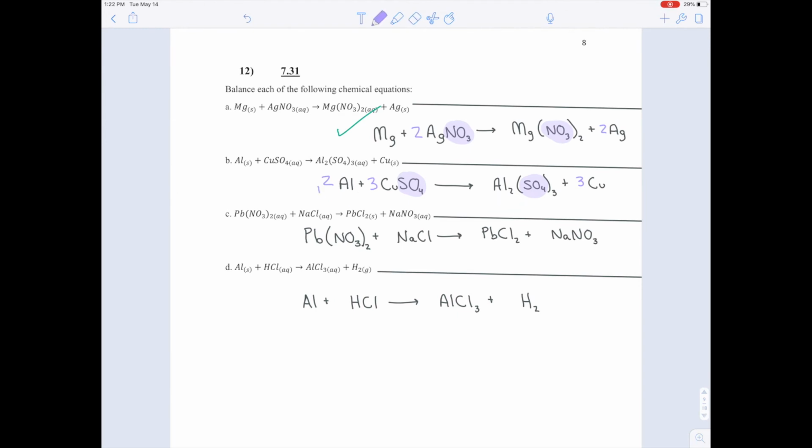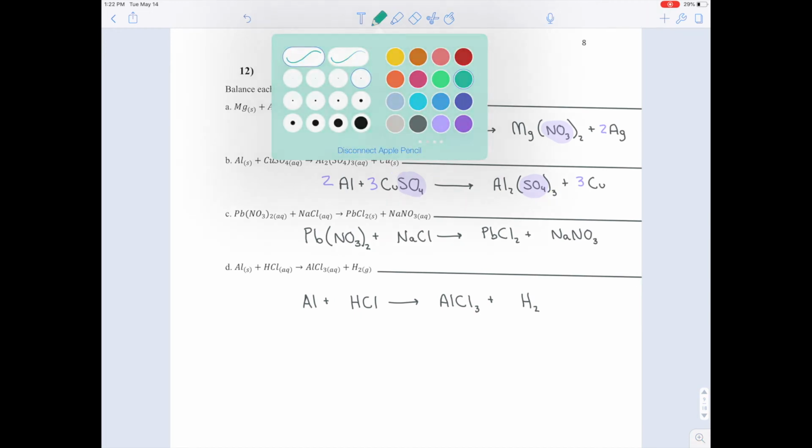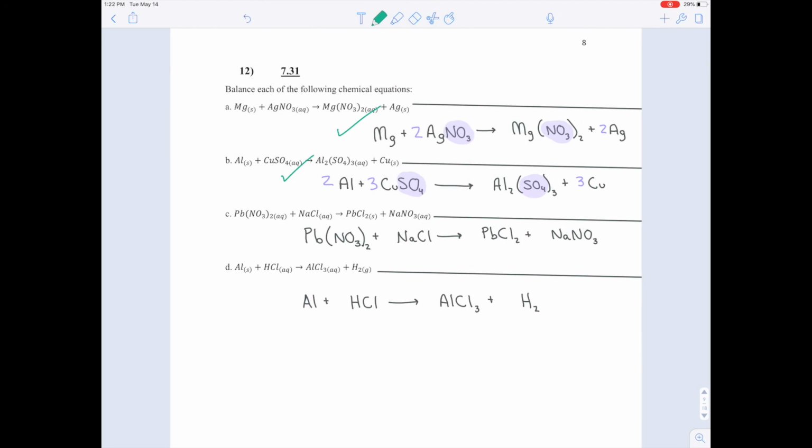So let's go back and make sure everything's balanced. 2 aluminums on the left, 2 aluminums on the right. Those are balanced. 3 coppers on the left, 3 coppers on the right. Those are balanced. Remember to distribute: 3 purple blobs on the left and 3 purple blobs on the right. So those are balanced. So everything's balanced, and this would be a balanced equation.